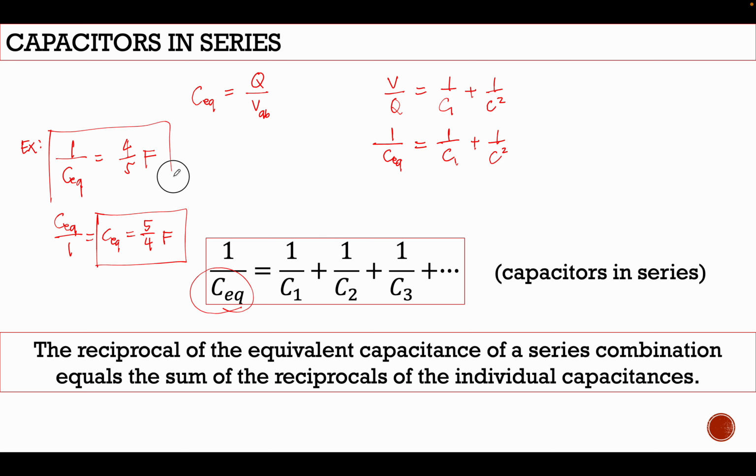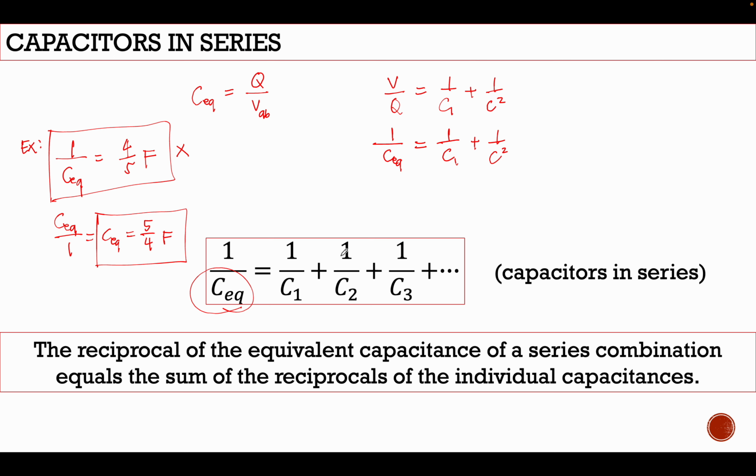It is not 1 over C equivalent. So, we need to get first the reciprocal so that we can get our final answer, which is the equivalent capacitance, or C equivalent. So again, for the capacitors in series, the reciprocal of the equivalent capacitance, or 1 over C equivalent, is just equal to the sum of the reciprocals of the individual capacitances.